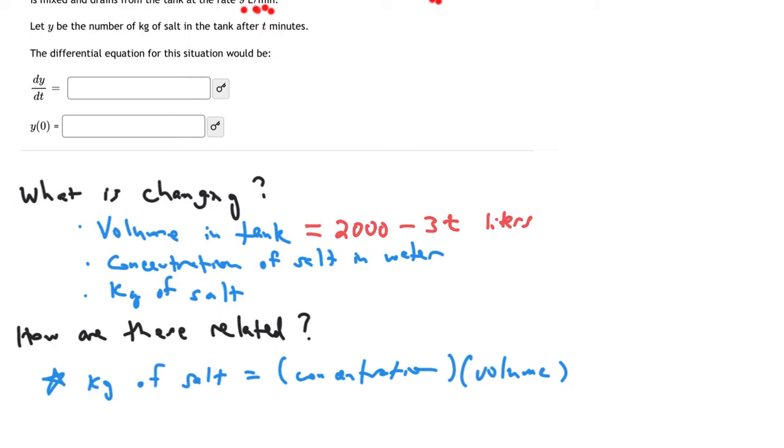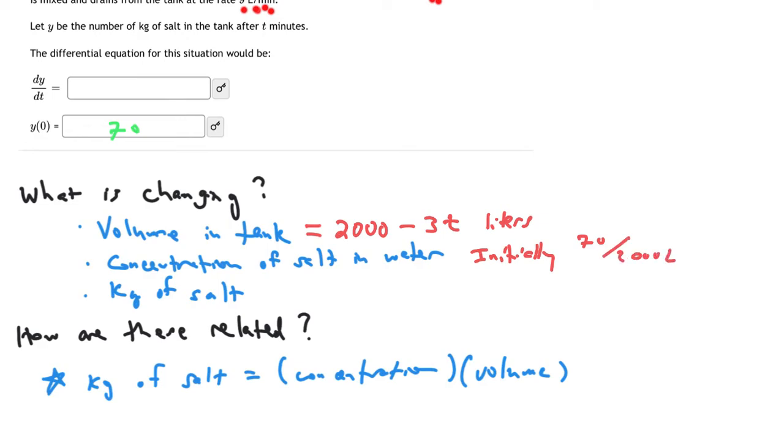And I didn't write it down here, but our initial value is 70. They tell us that at the beginning of the process, there's 70 kilograms of salt. And so I could also figure out the initial concentration. It would be 70 kilograms per 2,000 liters would be the initial concentration of the tank. So I'll just make a note of that. So initially, 70 kilograms per 2,000 liters.